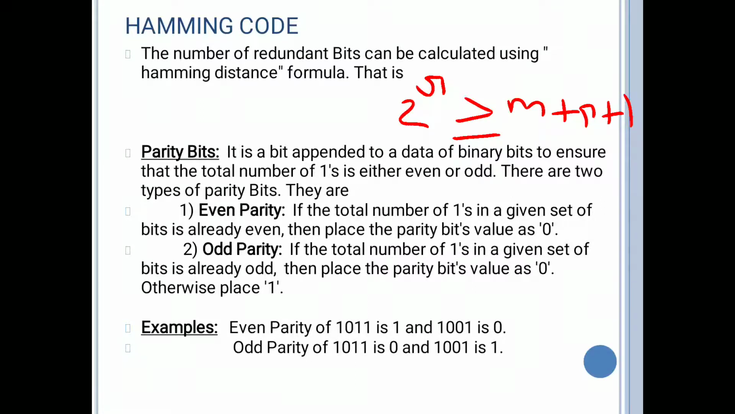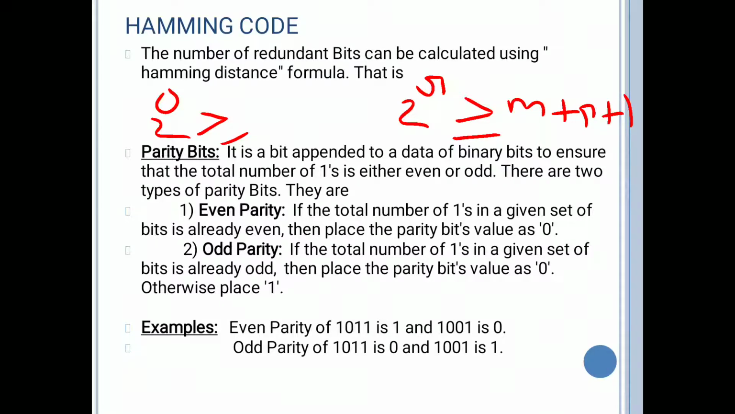So how will we find it? We will put the values of r starting from 0, 1, 2, and so on. First we substitute r equal to 0. So 2 to the power of 0 means 1, and 1 is greater than or equal to m plus r plus 1. For example, the number of bits in the given data is 5.